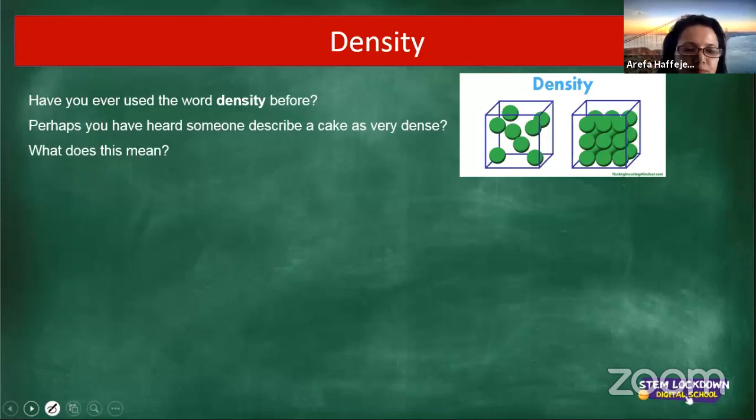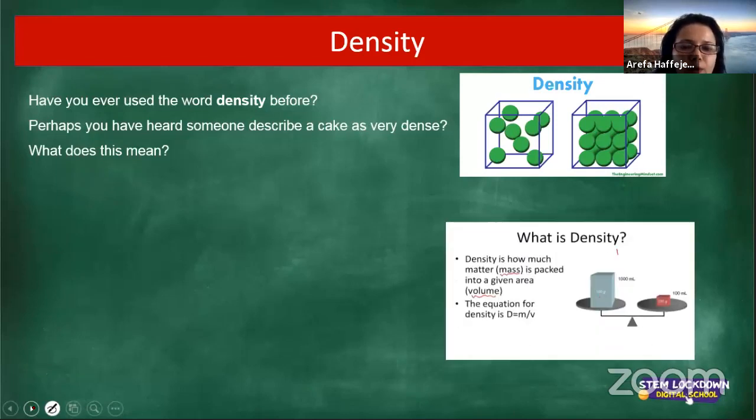I think for density, sometimes it also refers to like population and all that. That's population density, which you'd learn in geography. But here we're going to learn how heavy certain things are in natural science. Okay, very good.